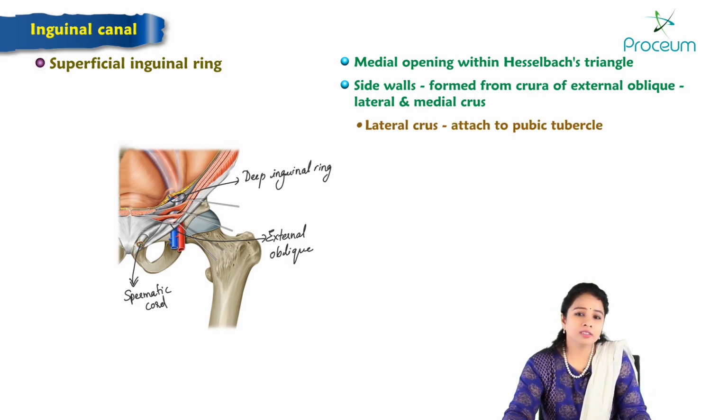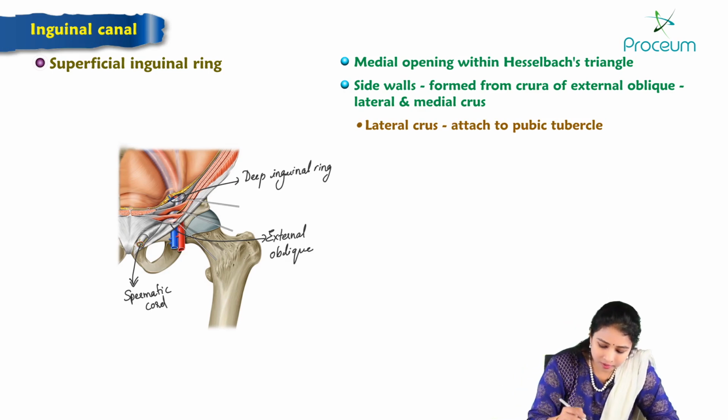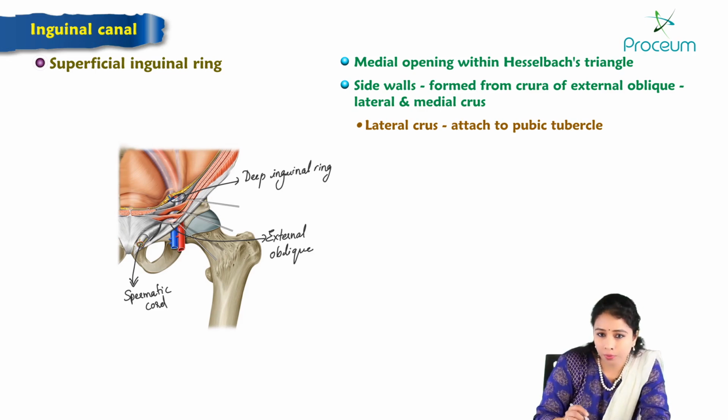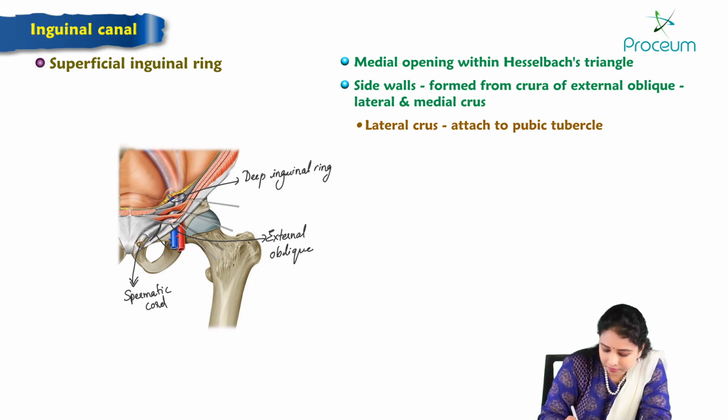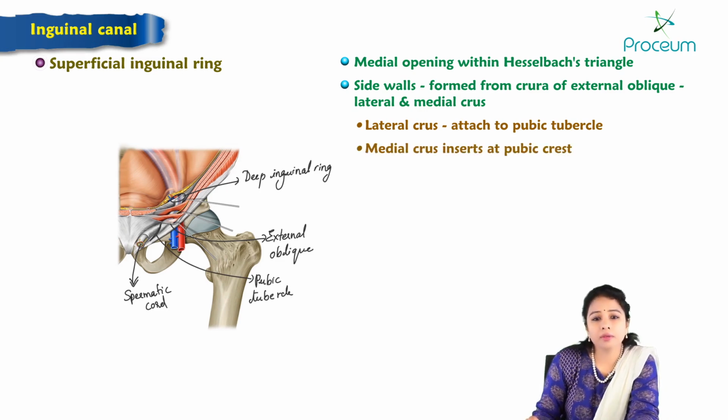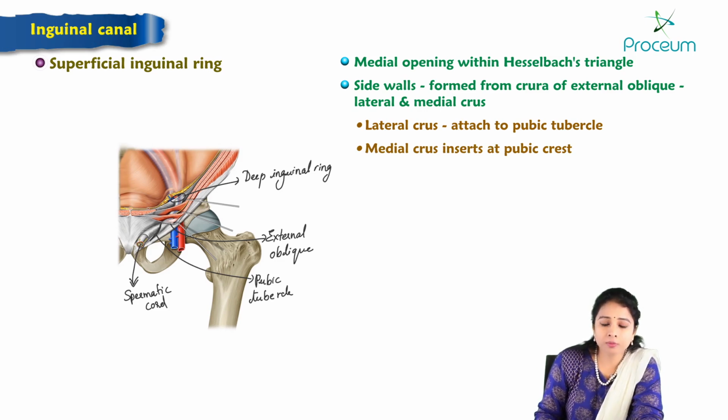The lateral crus attaches to the pubic tubercle, and the medial crus is inserted at the pubic crest.